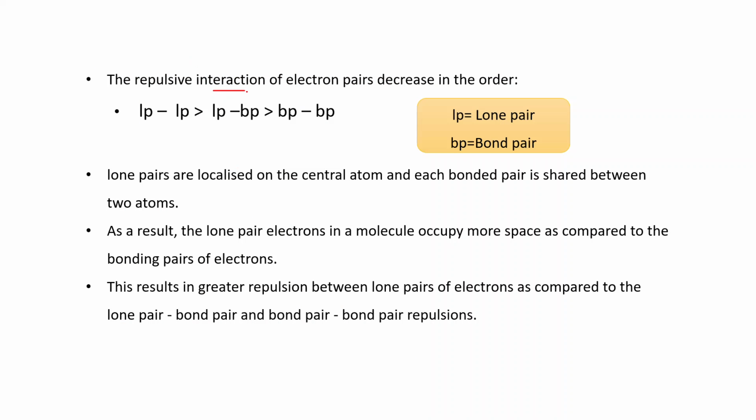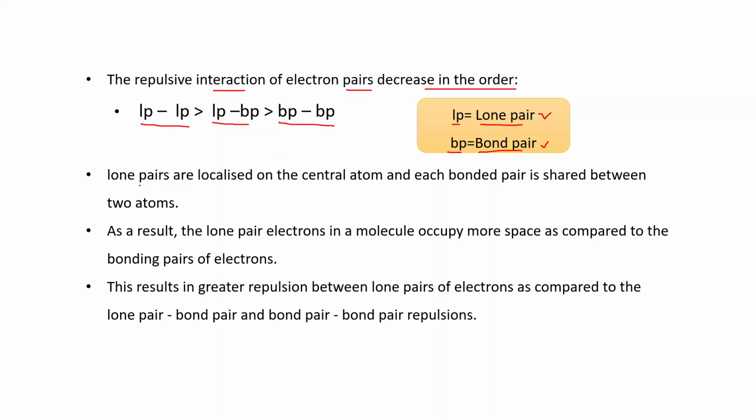The repulsive interaction of electron pairs decreases in the following order. First, we can understand that LP means lone pair and BP means bond pair. Lone pair means electrons which are not taking part in bond formation, and bond pair, you are familiar, means electrons which make a bond. Repulsion is maximum between lone pair and lone pair, less between lone pair and bond pair, and lesser between bond pair and bond pair.